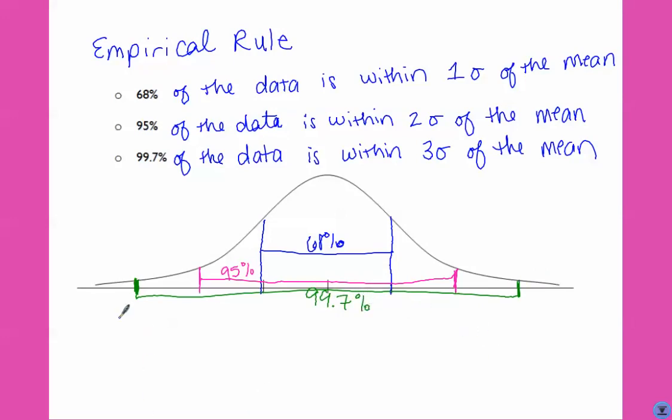So last class, we were talking about statistically unusual. And we said if anything's more than two standard deviations away, it's statistically unusual. Well, this shows us 95% of our data is inside there. That means there's only a 5% chance that you're getting data outside of that area. That's why it's statistically unusual. So let's see how we use this.